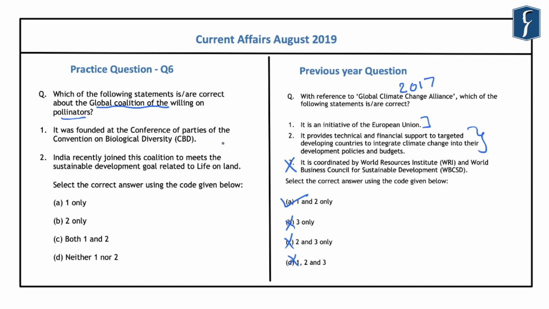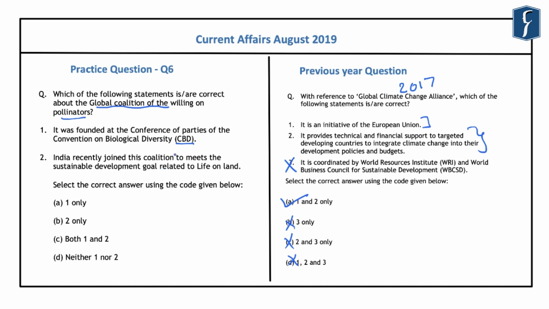So similarly, this global coalition of the willing on the pollinators was in news, and the question reads, which of the following statements are correct about this coalition? First is that it was founded at the Conference of the Parties of Convention on the Biological Diversity, that is CBD. Second is that India recently joined this coalition to meet the Sustainable Development Goals related to life on land.